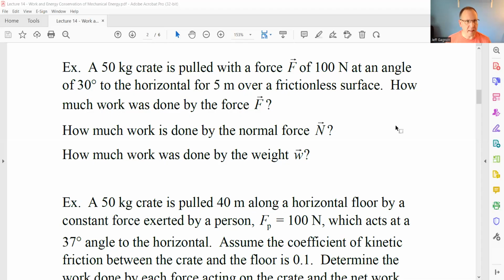Okay, so as an example, let's say we have a 50 kilogram crate, and it's being pulled with a force of 100 newtons at an angle of 30 degrees with respect to the horizontal for 5 meters over a frictionless surface. And we want to calculate how much work was done by that force F, how much work is done by the normal force, and how much work is done by the weight W. Actually, I guess it'll be easier if I jump back on the iPad. So let me jump on the iPad to do this problem out.